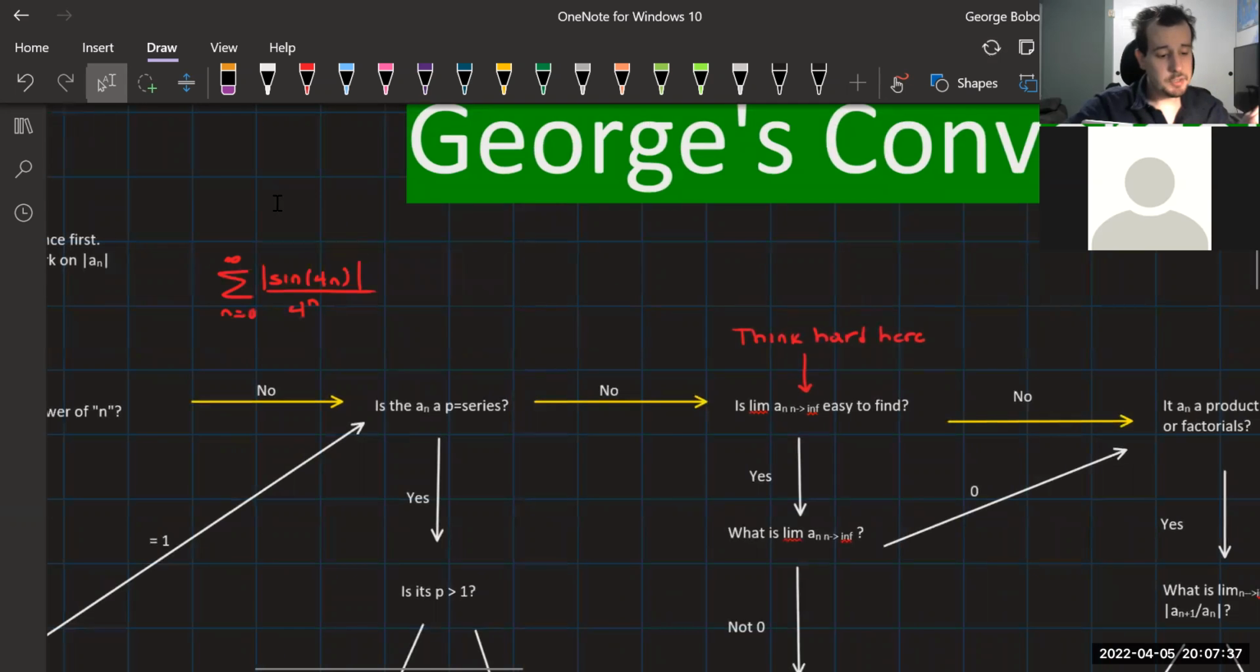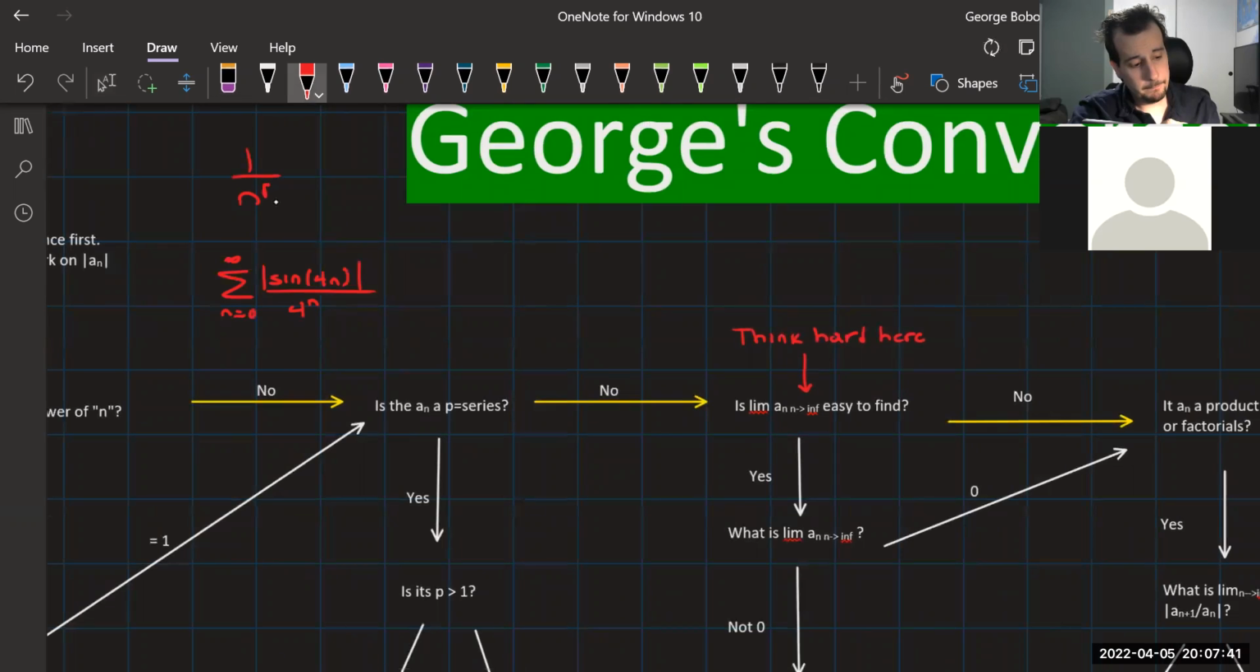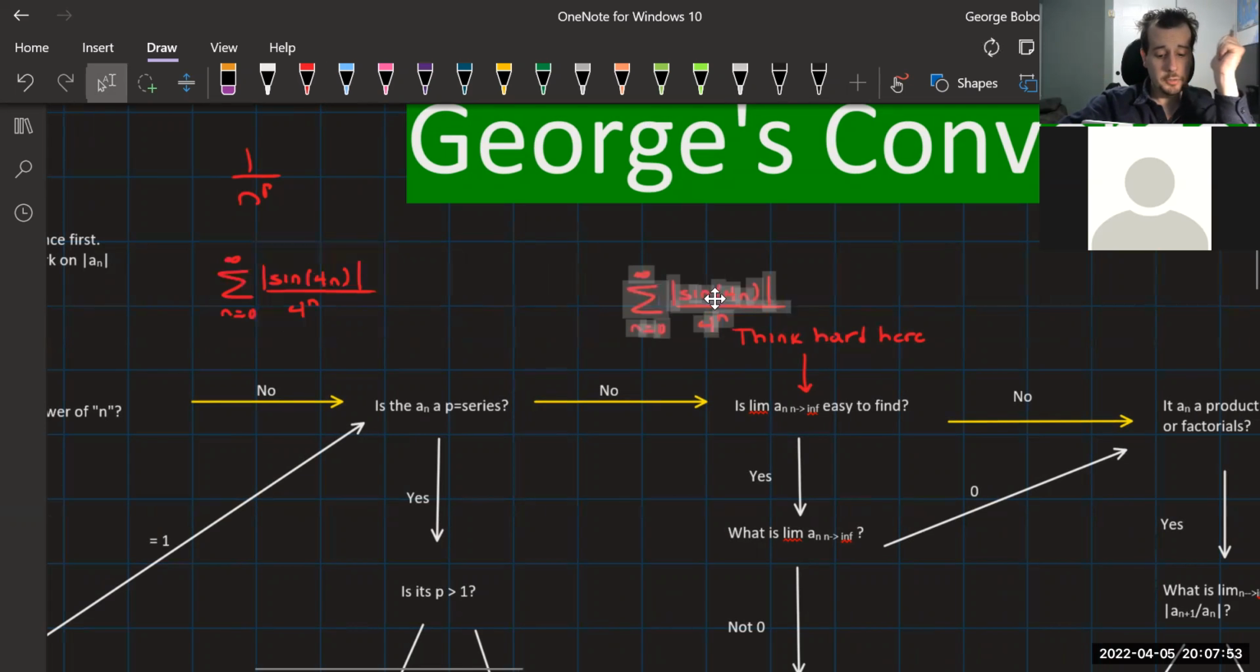Because a p-series, again, is of the form 1 over n to some power p. Oh, no. Maybe the 4 threw you off here. It needs to be n to some power, not a constant to some power. Okay, so it's not a p-series.